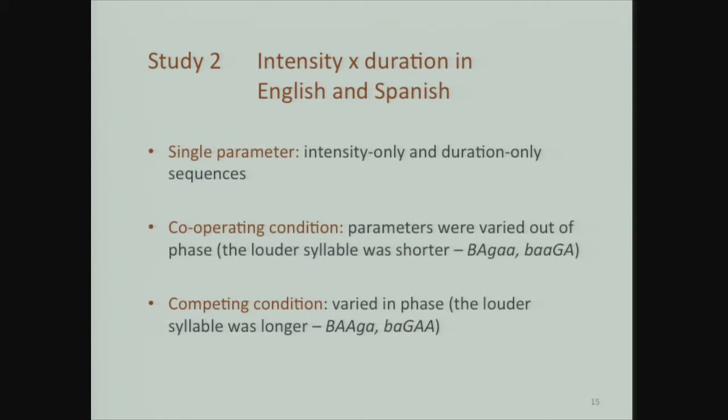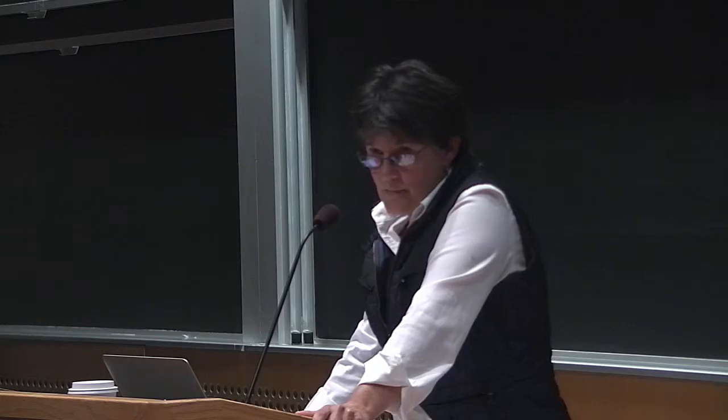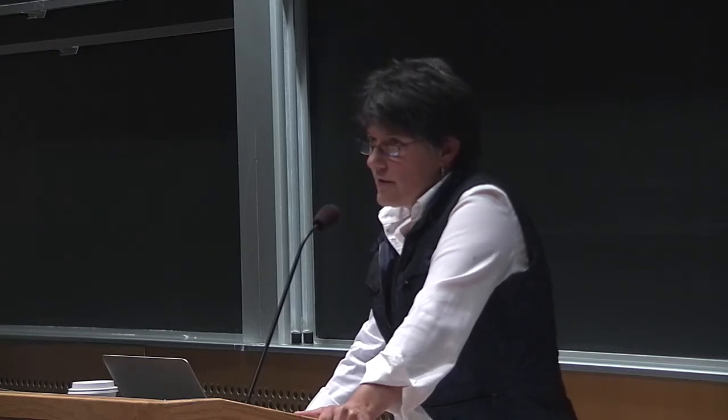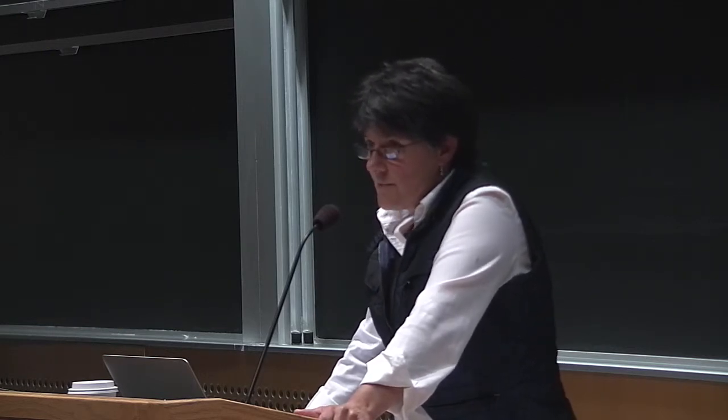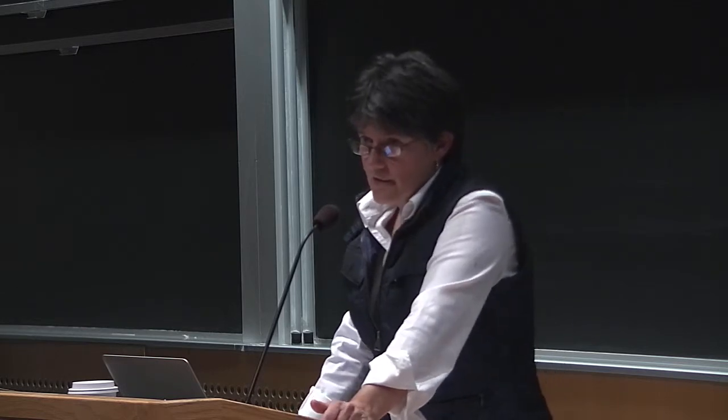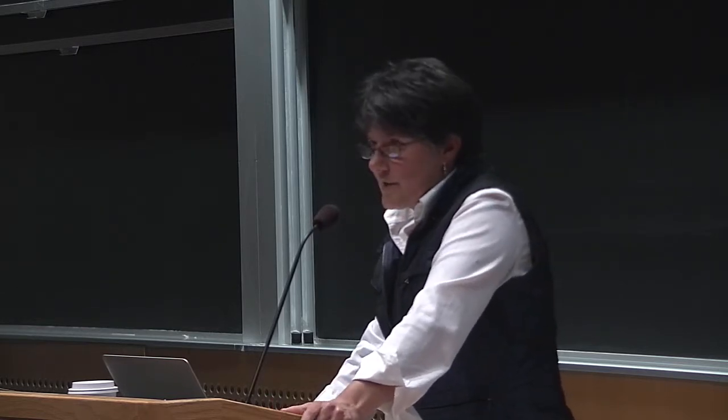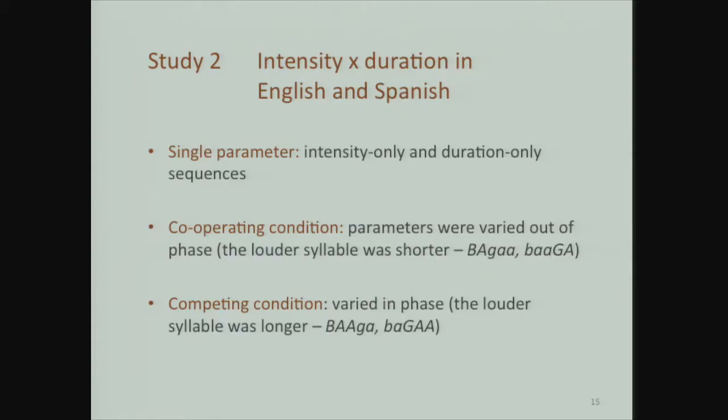And we varied them in two ways. If you have alternating bisyllabic pairs, you can vary intensity and duration so that they compete, or you can vary them so that they cooperate. In the cooperating case, you make every other syllable louder and the complementary syllables longer, so that a loud-soft grouping will at the same time be a short-long grouping, and this is the outcome that should be favored by the Iambic-Trochaic Law.